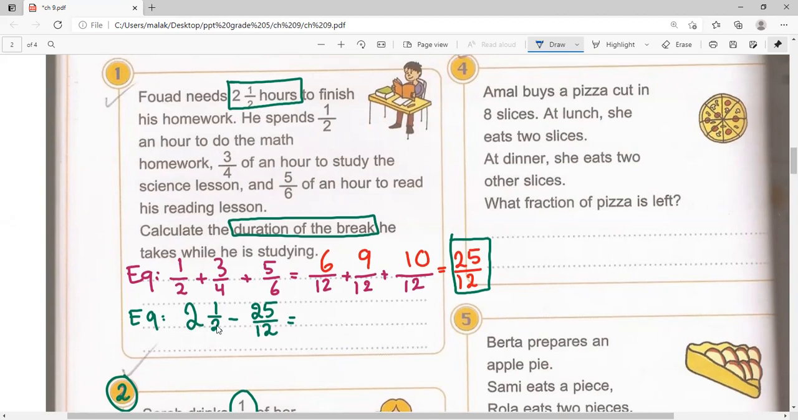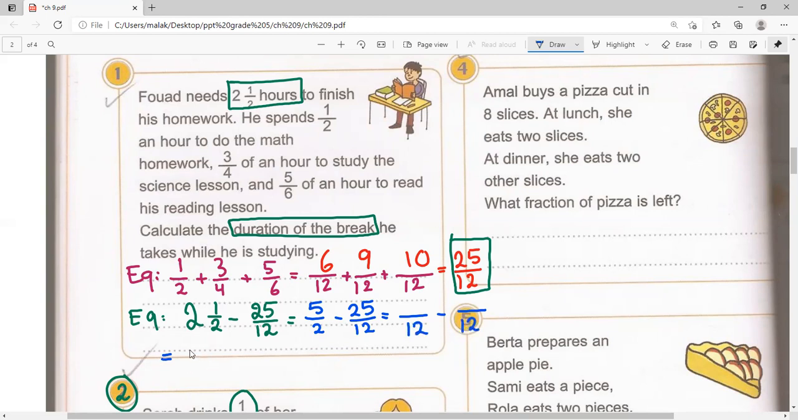Change the mixed number to a fraction. 2 times 2 is 4, plus 1 is 5. So 5 out of 2 minus 25 out of 12. How do we continue now? We want to find the common multiple in table 2 and table 12. What is the common multiple between table 2 and table 12? Easy, it's 12.